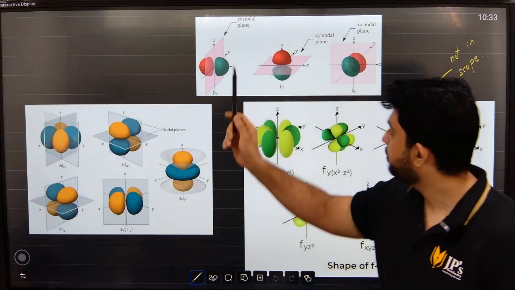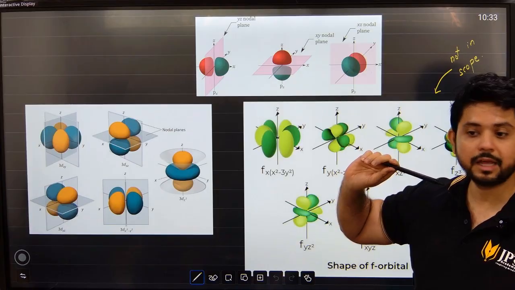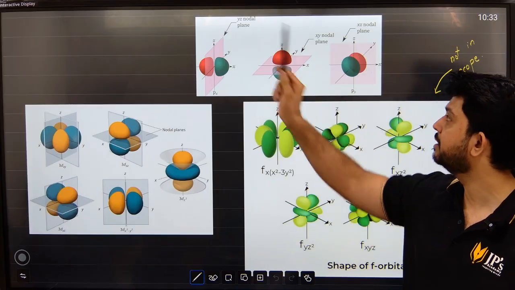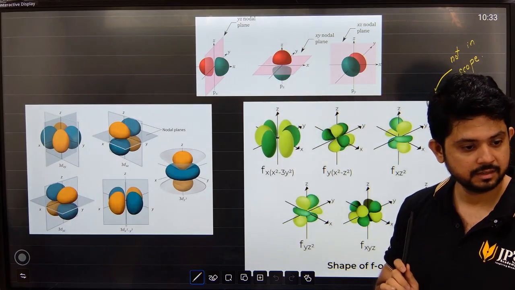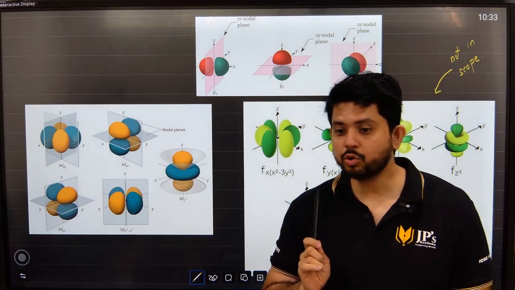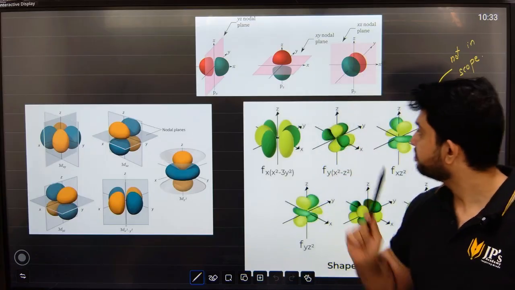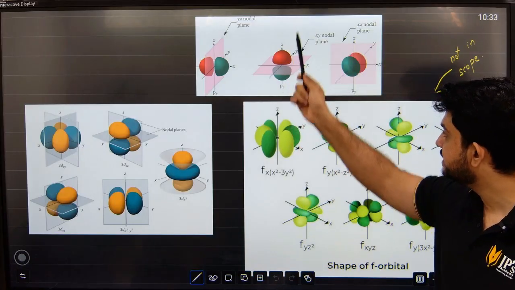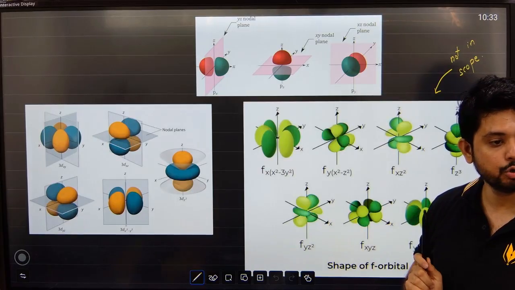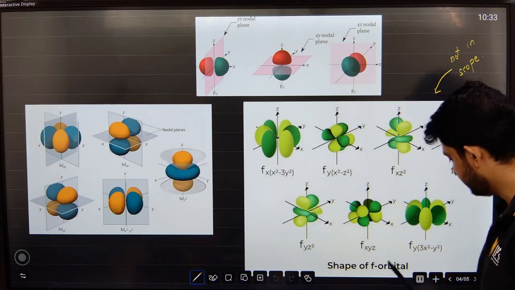In short, for Px, the node is present along which plane? YZ. If it is Py, then the nodal plane is XZ. If it is Pz, then the node is along XY. Did you people get that?